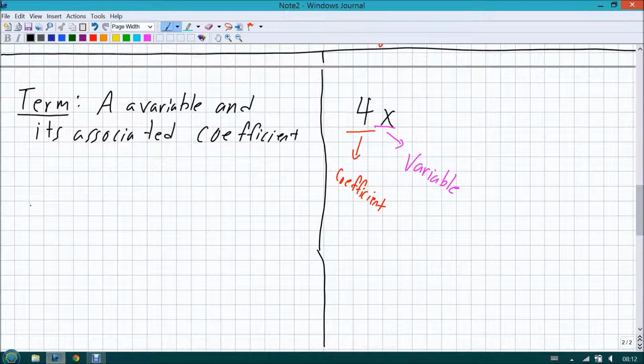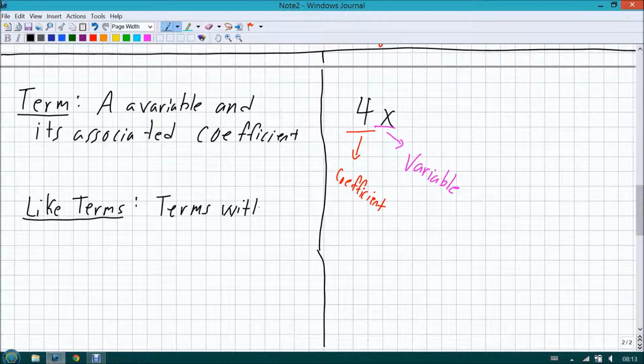So that brings up like terms. What are like terms? Well, like terms are terms with the exact same variable.